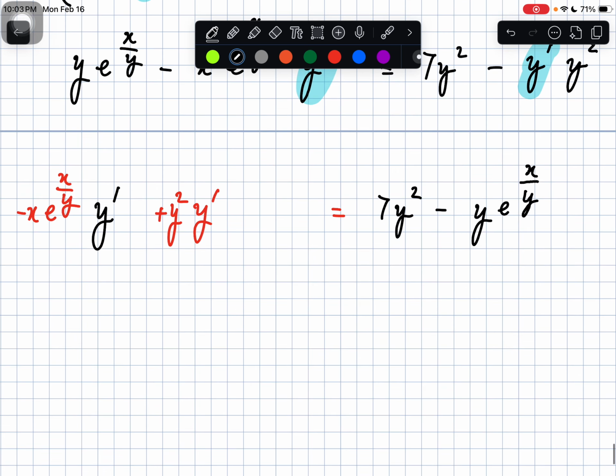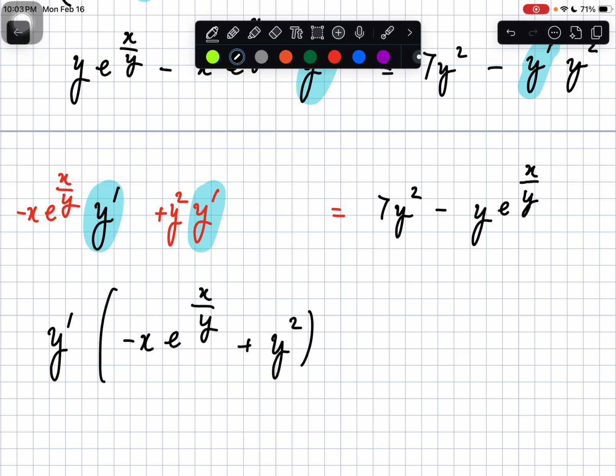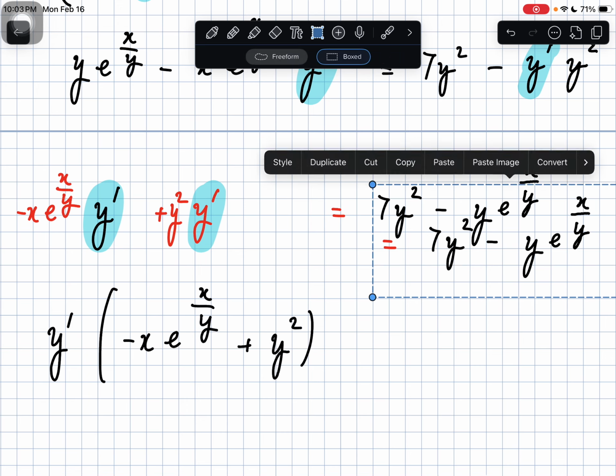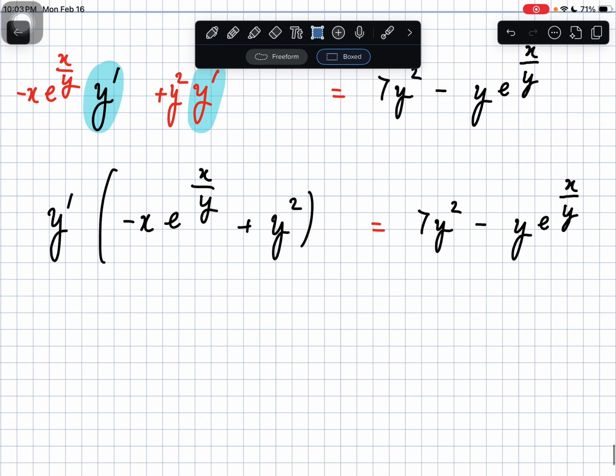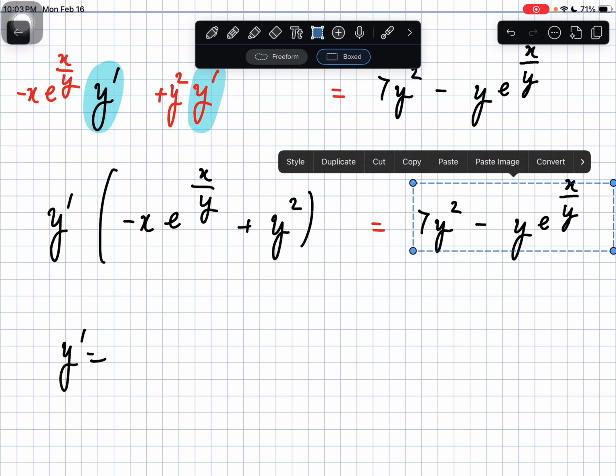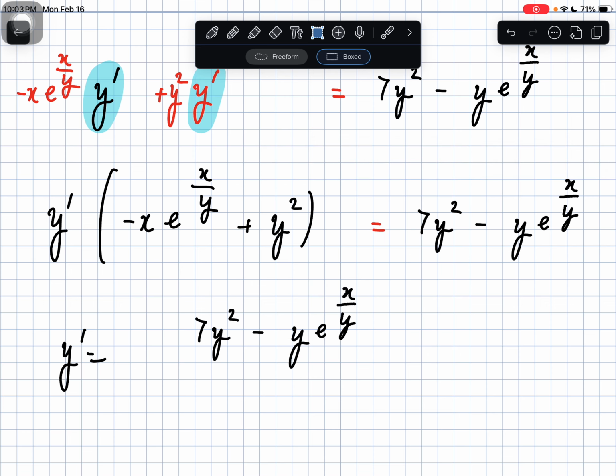y prime we have in common, pull it out. Minus x e to the x over y plus y squared equal to this. Now y prime equals this one divided by this one.